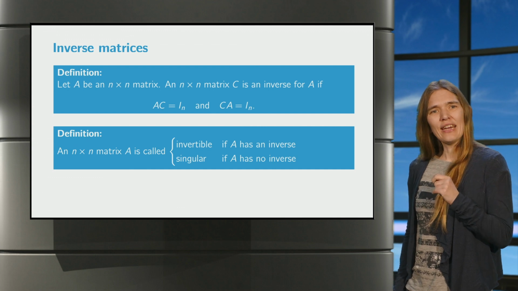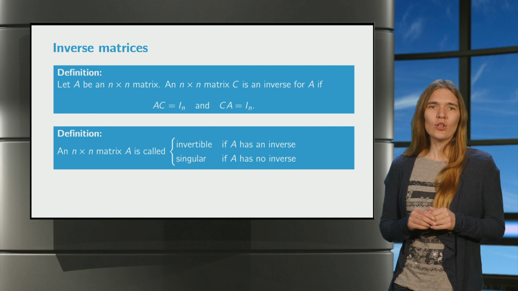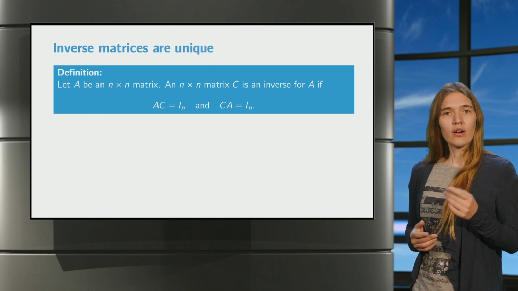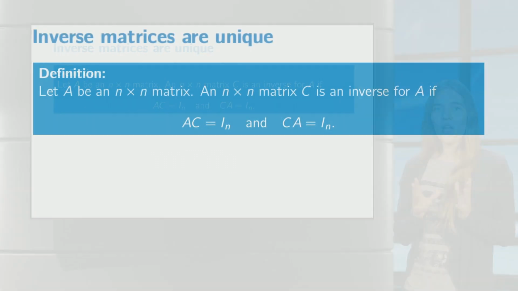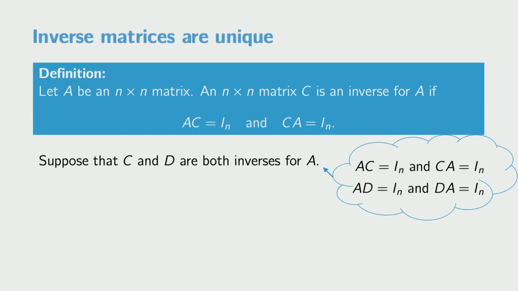Actually, computing an inverse will be postponed to the next video. For now, we are going to look at the abstract concept of an inverse. So far, I've been careful to talk about an inverse. But, in fact, a matrix cannot have multiple distinct inverses. Suppose that C and D are both inverses for a matrix A. That is, they both satisfy the two requirements.